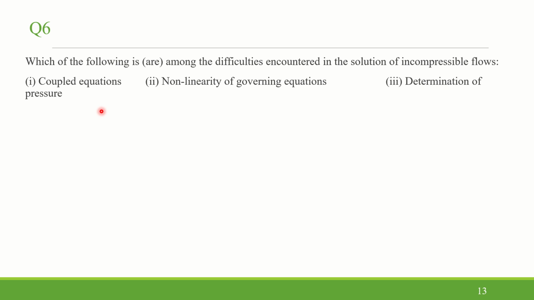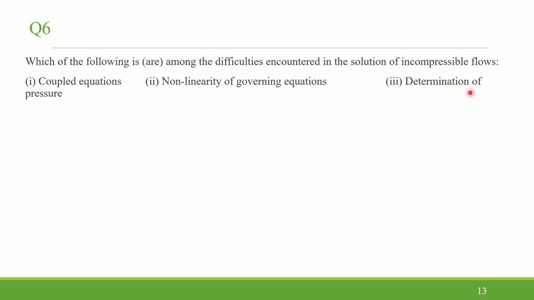Similarly, we have pressure as well as velocity present in these equations. So it accounts for the coupled equation as well. So first one is the coupled equation and second one is the non-linearity of the governing equations. Both of these make the solution very difficult to obtain. And the third one is the determination of pressure.